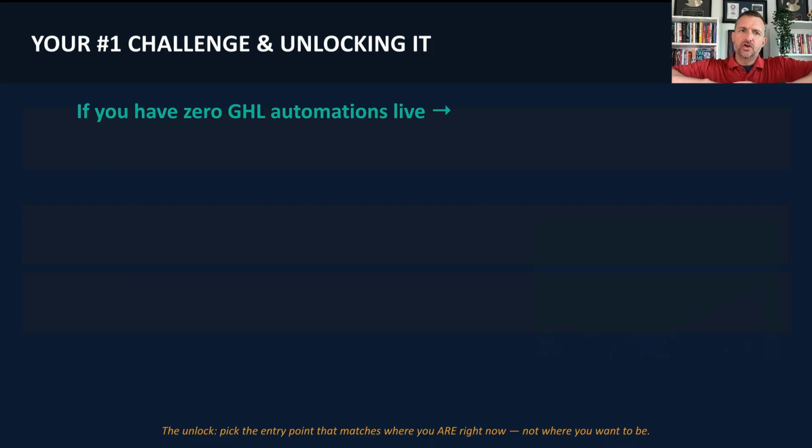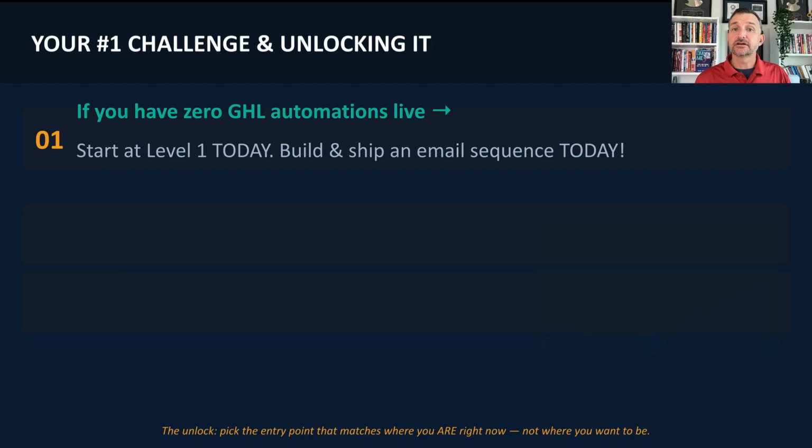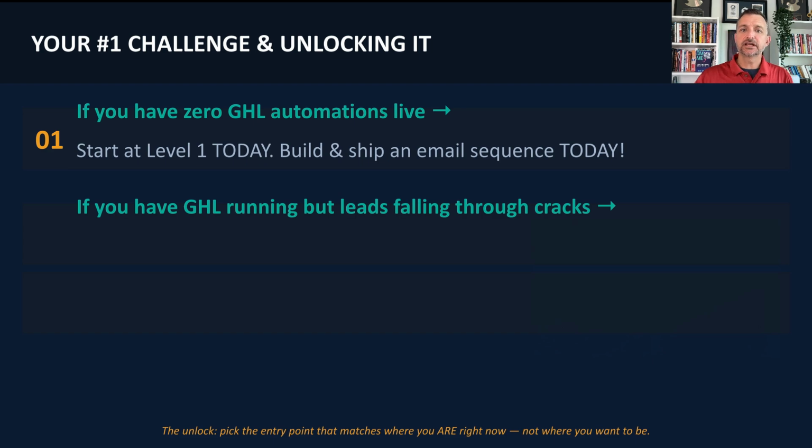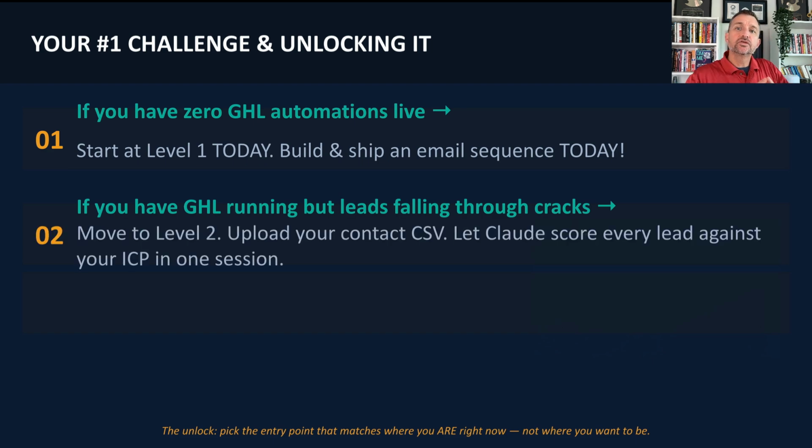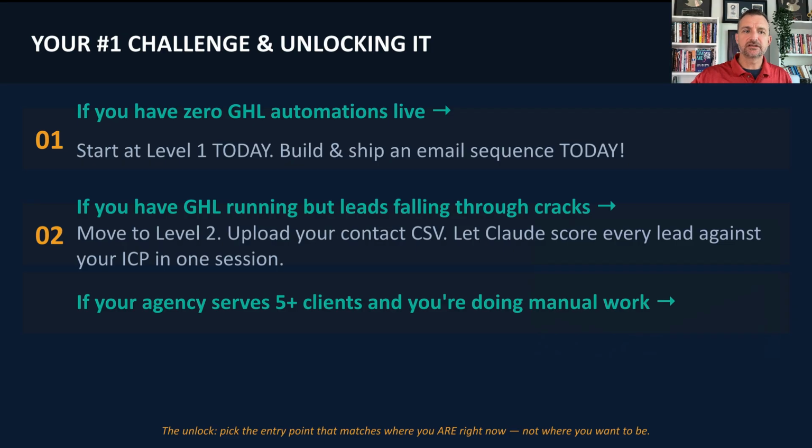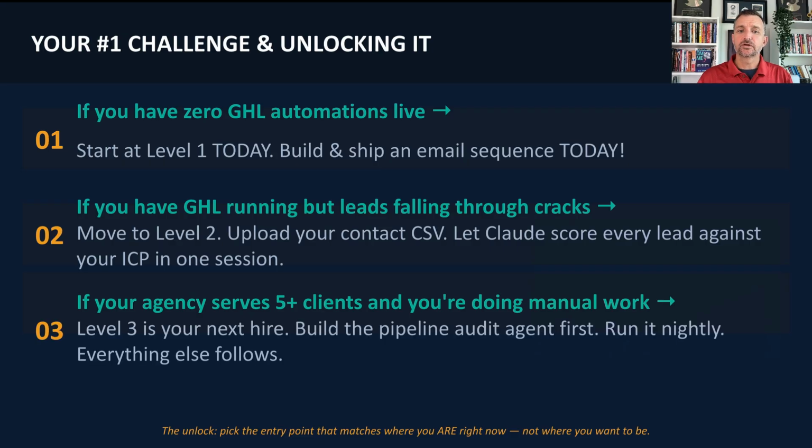So if you have no experience, your zero GHL automations are live, here's where you want to start. Start at level 1. Start chatting. The first test you should do for yourself is building and shipping an email sequence today. Secondly, if you have GHL running, but leads are falling through the cracks, you want to move into level 2, uploading your contact CSV, let Claude score every lead against your ICP in one single session. And then lastly, if your agency serves 5 or more clients and you're doing the manual work, level 3 is your next hire. You want to build the pipeline audit system, run it nightly, and everything else will follow. These are the easiest places for you to get started.